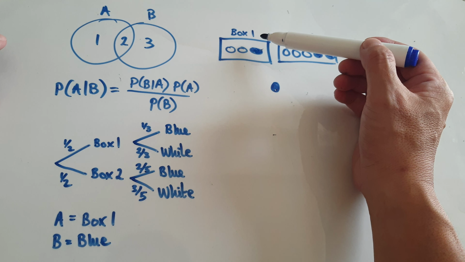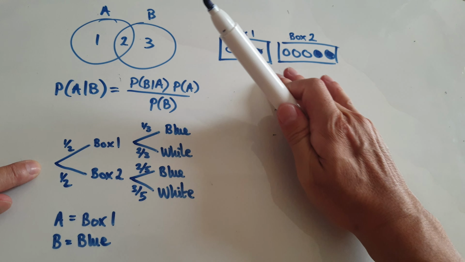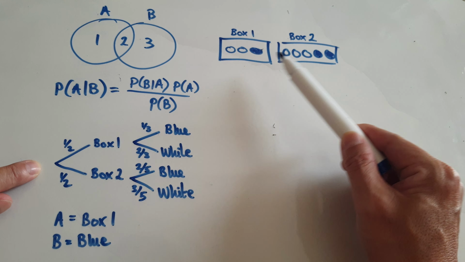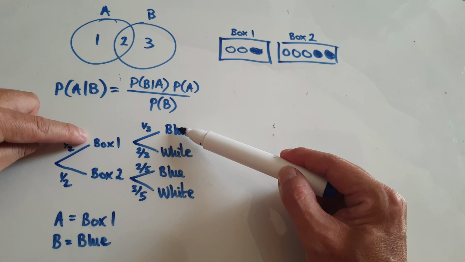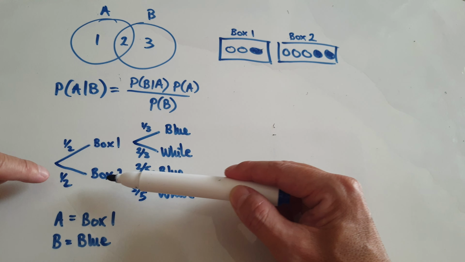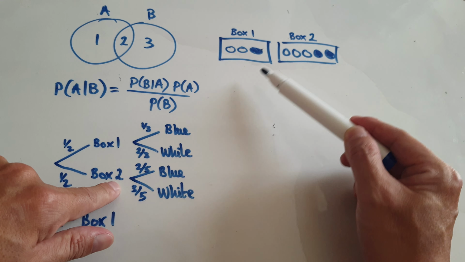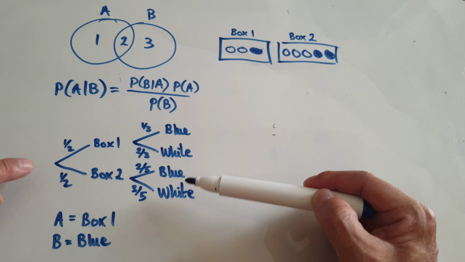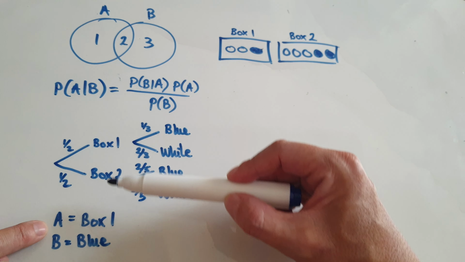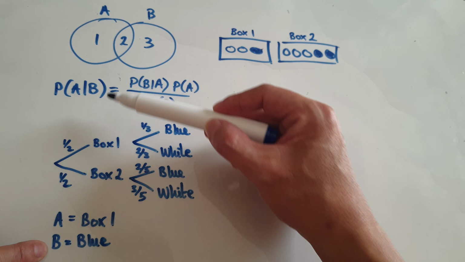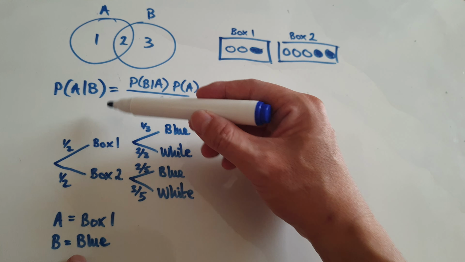You picked box 1. So draw a map of all the things that can happen. So here you have a choice of box 1 or box 2. And suppose you picked box 1, then there's a 1 in 3 of getting a blue, 2 in 3 of getting a white. Suppose you picked box 2, there's a 2 in 5 of getting a blue, and 3 in 5 of getting a white. So let A be box 1 and let B be blue. So define A as being box 1 and B as being blue.